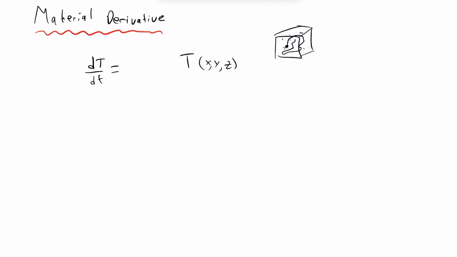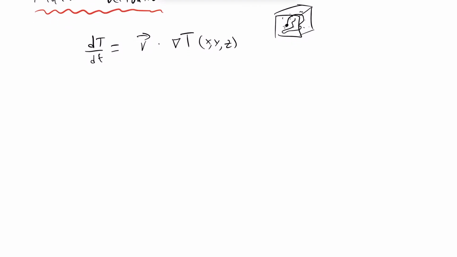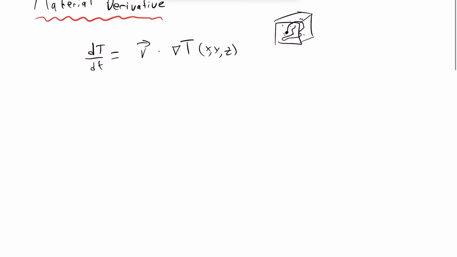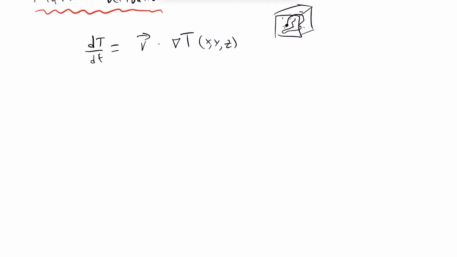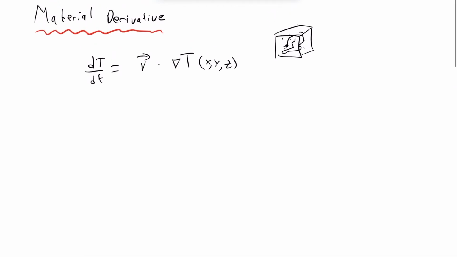Well, what you do is you say, in what direction am I moving? What is my velocity vector? And I dot that with the rate of change of the temperature with respect to x, y, and z. And this basically tells me, in the direction that I'm moving, how much is my temperature changing? So this might be a pretty intuitive concept for a scalar function. But now let's apply this to a vector field.